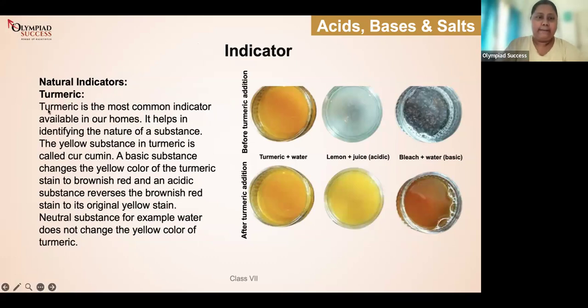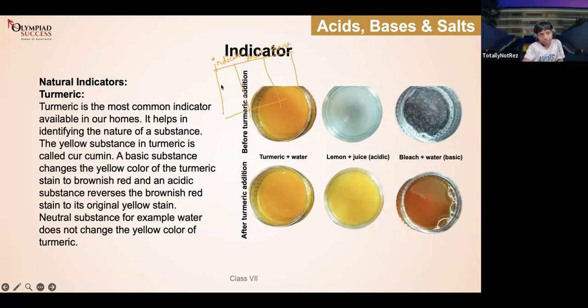Zamrez, I want you to make a table like this. Wait, I'll show you what to do. Just write here on the top, indicator. Then write here acid, base. Clear? Can you do it fast?